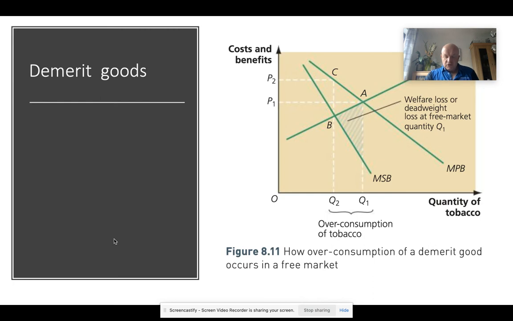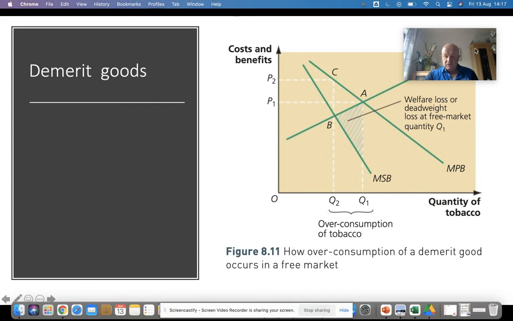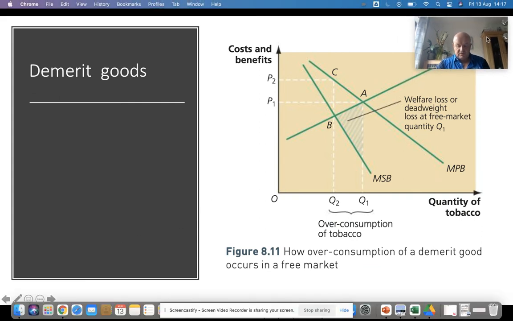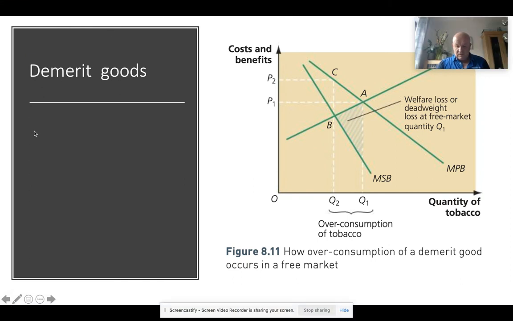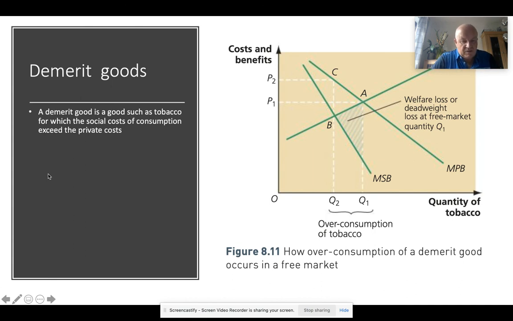When we look at demerit goods then, so we talked about merit goods, let's take a look at demerit goods. Generally speaking, a demerit good is, as you can imagine, the opposite to a merit good. So in this scenario, we have this going on. An example could be tobacco. That's a good example of a demerit good, where the social costs of consumption exceed the private costs. Now why should that be?